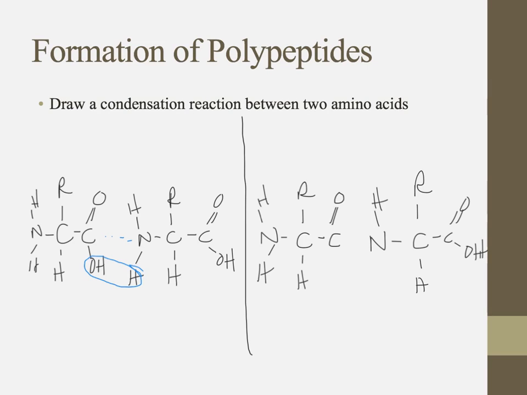So, again, carbon needs to form 4 bonds. 1, 2, 3, and then 4. Nitrogen needs to form 3 bonds. 1, 2, and then there's the third one. And of course, we need to add in that we removed water. And that water is coming from right here, H2O. Don't forget to include that in your drawing.